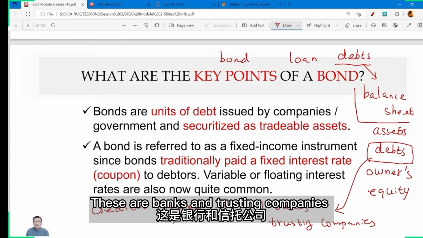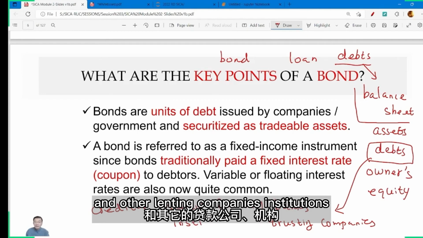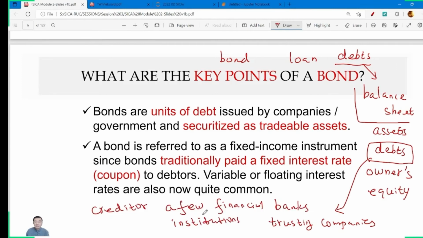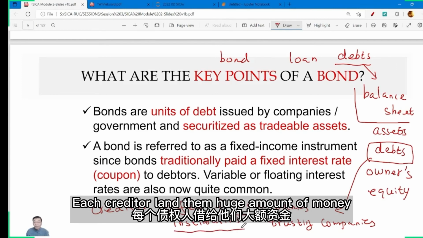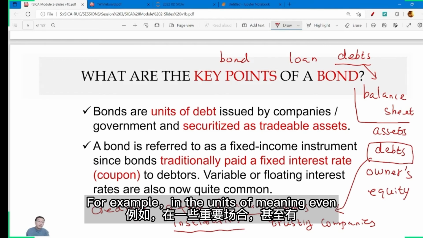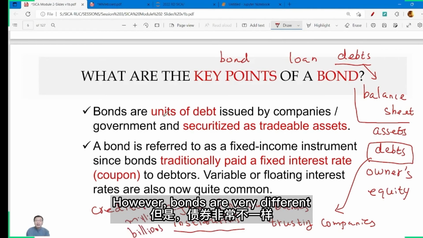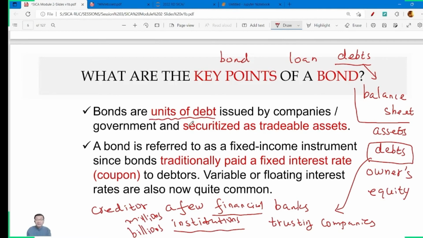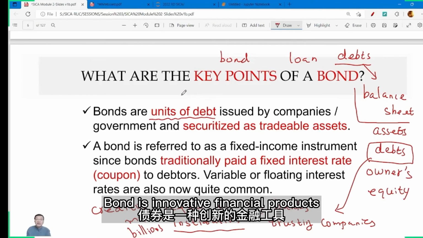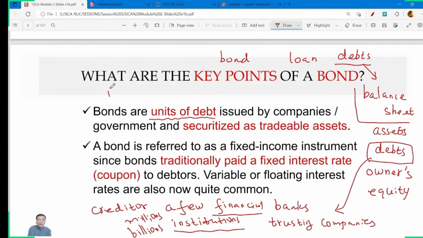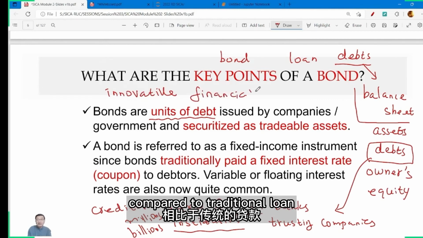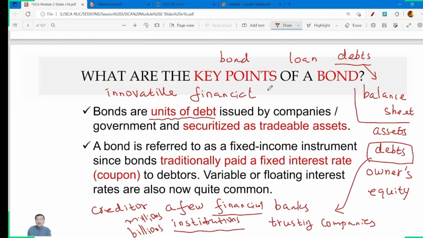These are banks, trust companies, and other lending institutions. Each creditor lends them a huge amount of money, for example, in the units of millions, even billions of RMB. However, bonds are very different. Bonds are an innovative financial product compared to traditional loans. Why?